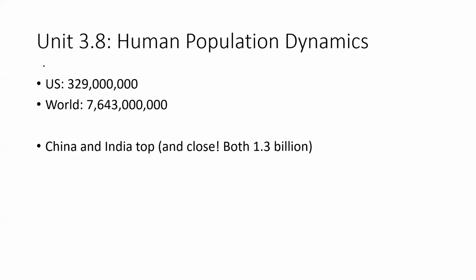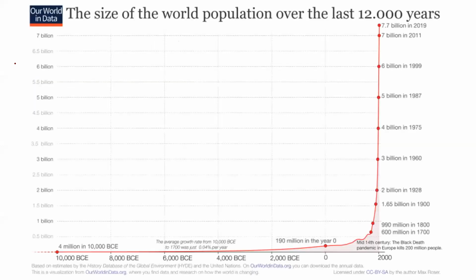All right, so you should know these numbers. US population is about 330 million. World population is 7.6 billion currently. That's pretty close to just 7 billion. If you want to say 7 billion or 8 billion, I don't think you get points off for that. China and India are at the top, and they are both close. They are both 1.3 billion. Currently, China is like 1.36 billion, and India is like 1.34 billion. Because of their growth rates, though, India will probably overtake China relatively soon.